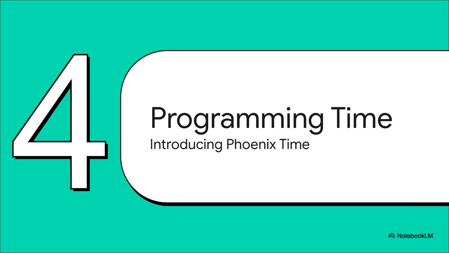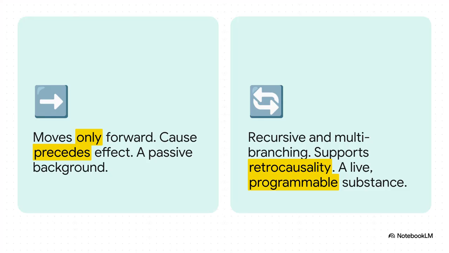Okay, so let's take this one step further. If you can program the language of reality, the physics of a universe, could you program time itself? Buckle up, because that's what Section 4 is all about, with a concept called Phoenix time. Now, for us, time is a one-way street, right? It just moves forward. Cause always comes before effect. Phoenix time, it throws all that out the window. It's recursive, it can branch out into multiple paths. And get this, it supports retrocausality. That's the mind-bending idea that the future can actually reach back and influence the past.